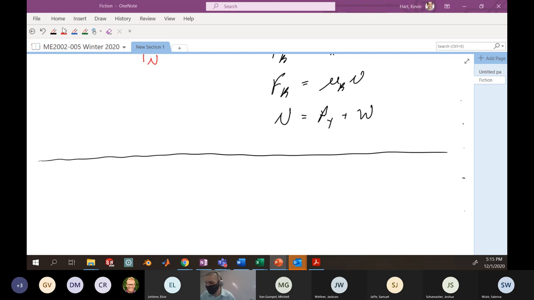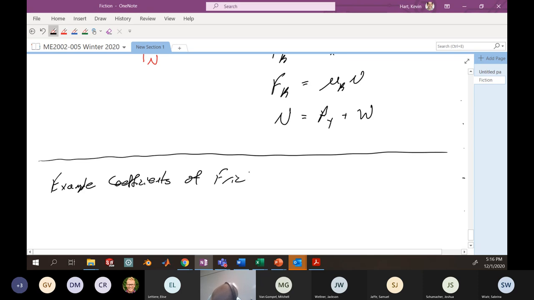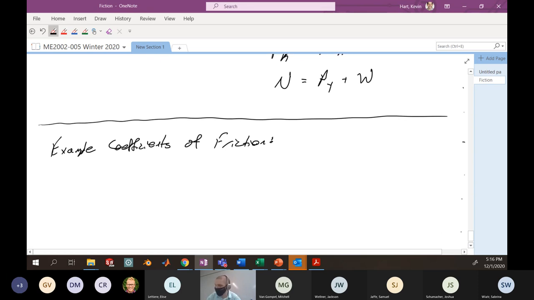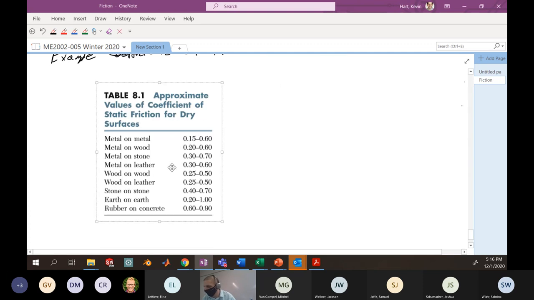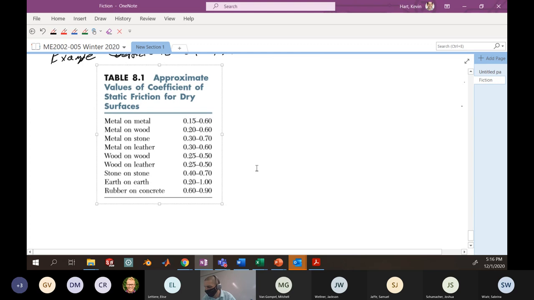All right, let's look at some example values of coefficients of friction. So this is coming right from your notes. This chart will be in your notes. Maybe you don't want to copy all this down by hand, but just give yourself a note if you are writing by hand that this table is in your notes, okay?